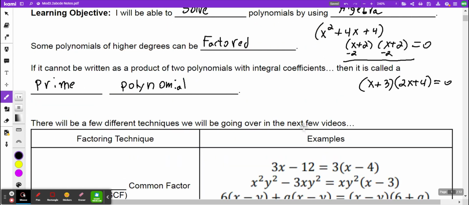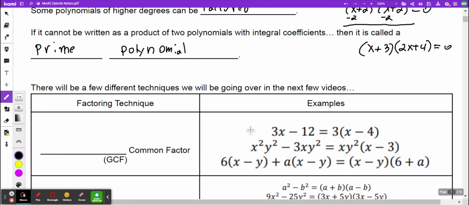But we're jumping into the idea of doing that, and in the next few videos, we're going to be talking about it. For example, the first thing we're going to deal with is the greatest common factor. So we just pull out the greatest common factor. For example, in this 3x minus 12, this term and this term both have a factor of 3 we could pull out. It's like the reverse distributive property right here. That's pretty much what we're doing.